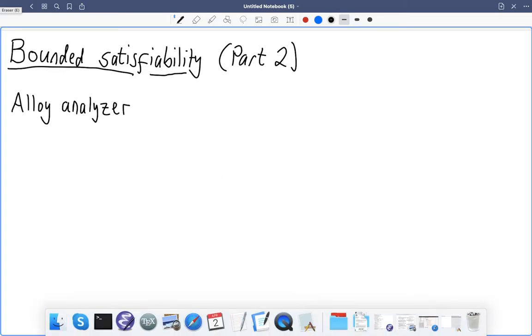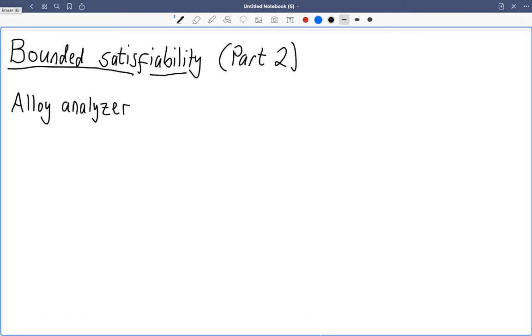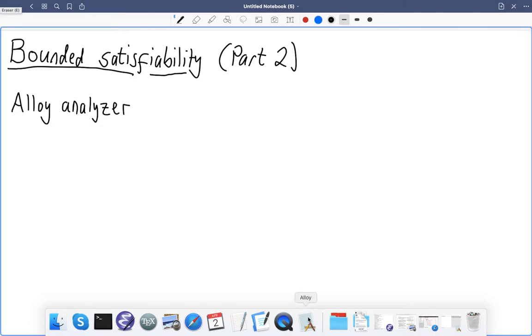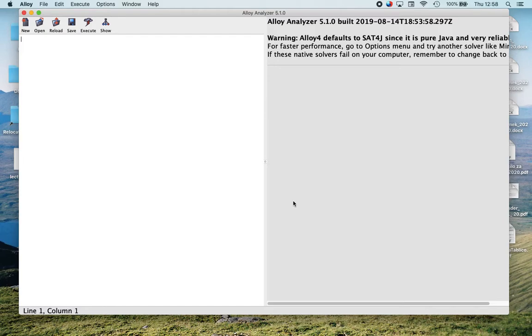It's quite an old piece of software. It's also mentioned or discussed quite a lot in the textbook, the Huth and Ryan textbook. Let me open the software. So here we are. Here we have the Alloy Analyzer. It's implemented in Java. This is version 5, from last year. So it's a modern version of the Alloy Analyzer.